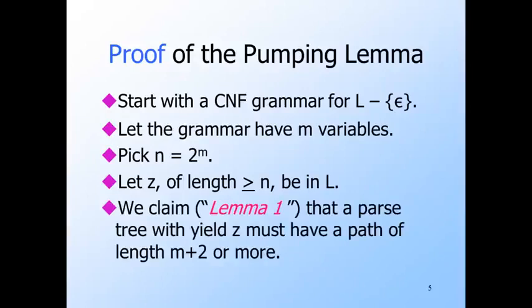We're going to prove first that any parse tree in a CNF grammar for a string z of length at least n equals 2^m must have a path of length m plus 2 or more from the root to a leaf.